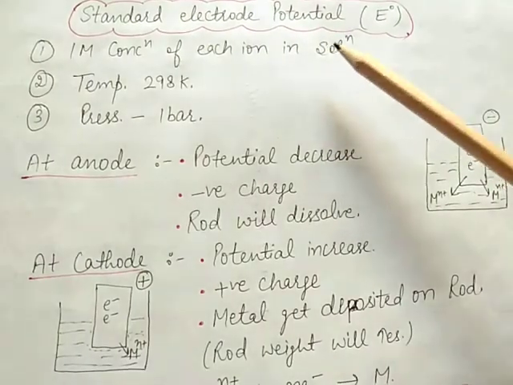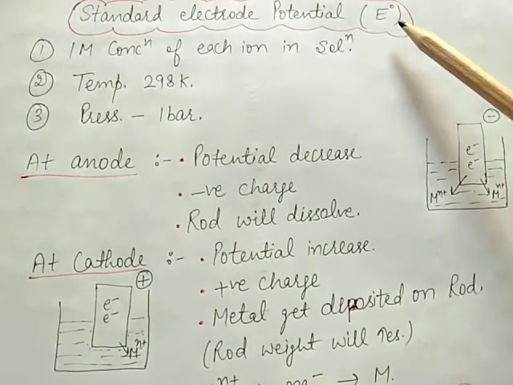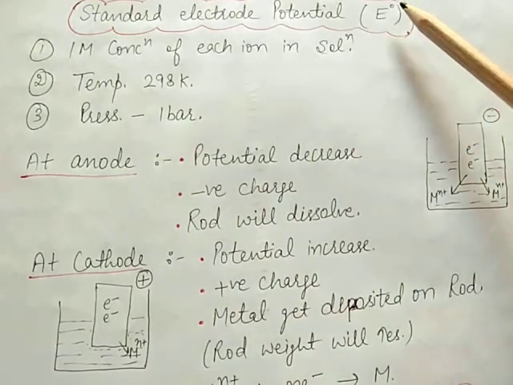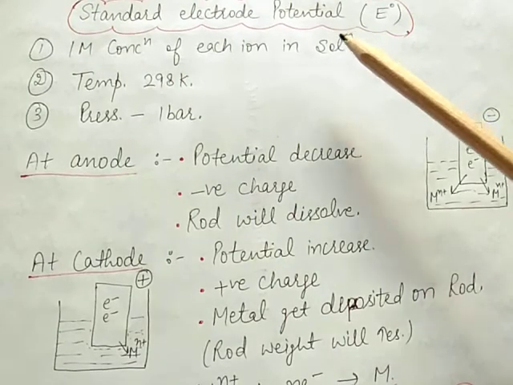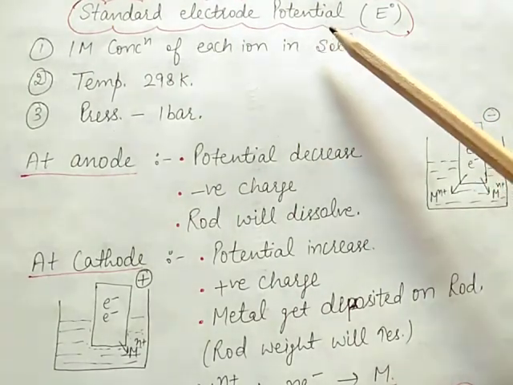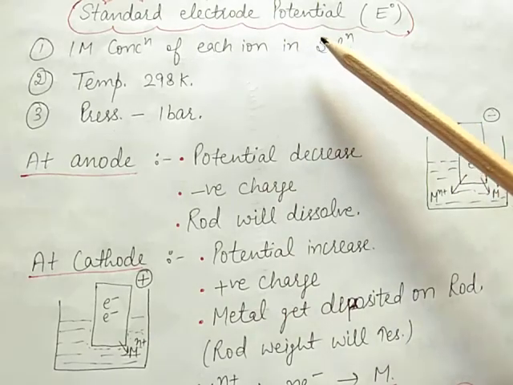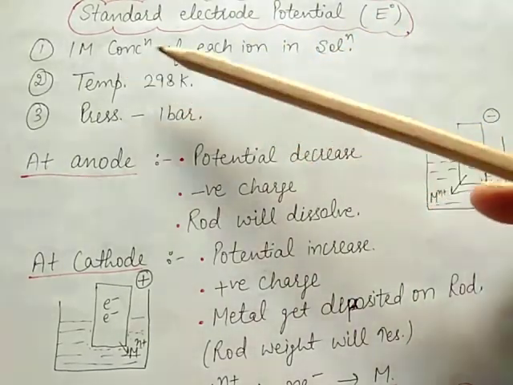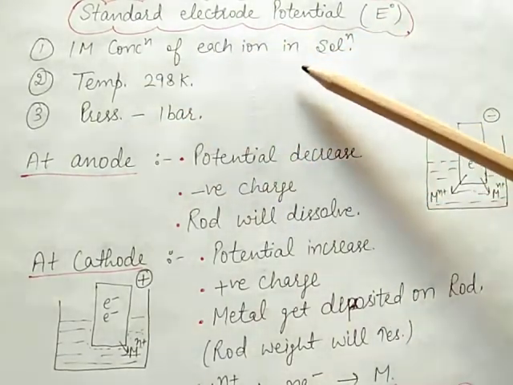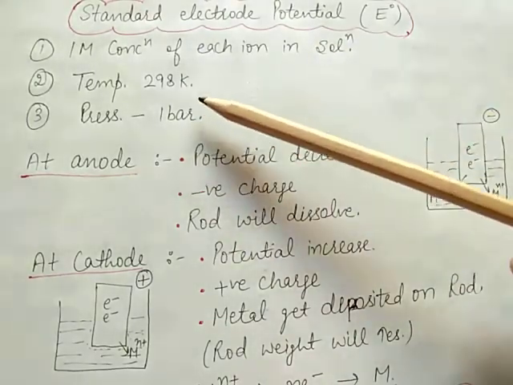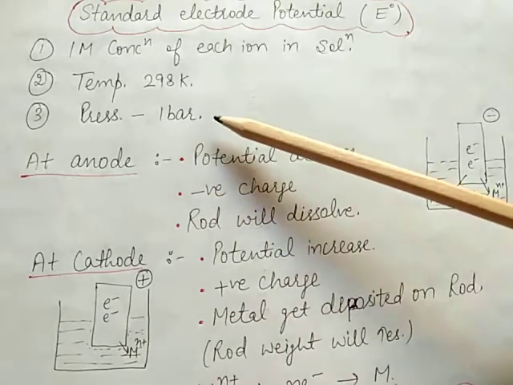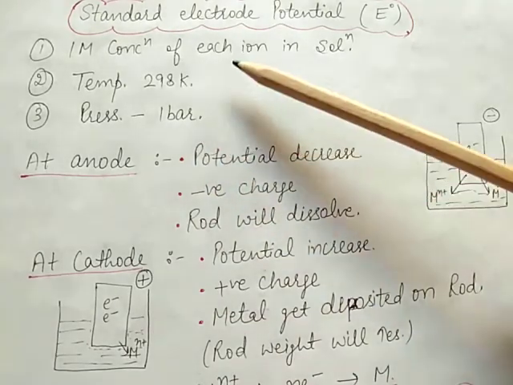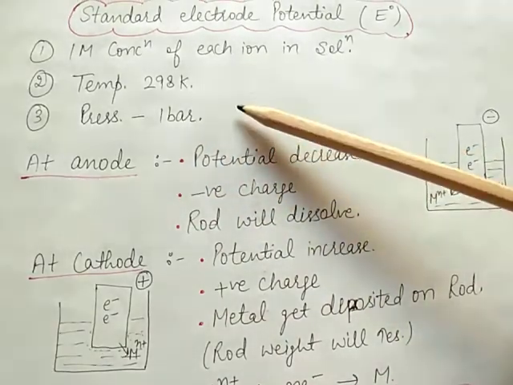Now, what is the standard electrode potential? It is denoted by E0. It means the electrode potential of an electrode under the standard conditions, like 1 molar concentration of each ion in solution, temperature 298 Kelvin, 1 bar pressure for each gas. All these are the standard conditions.